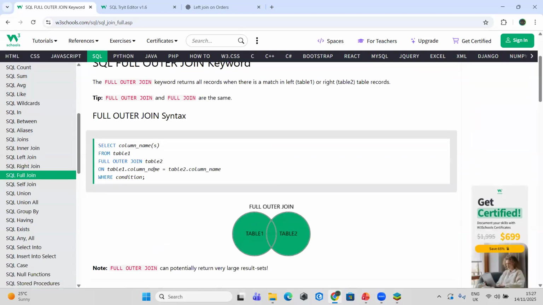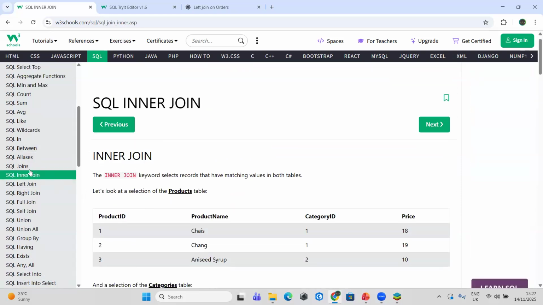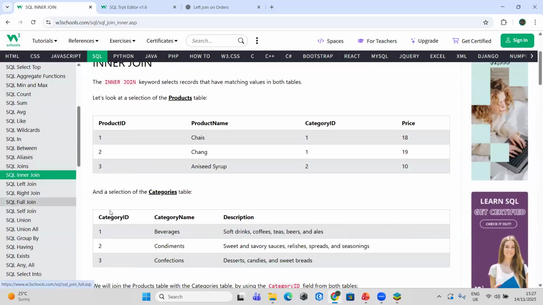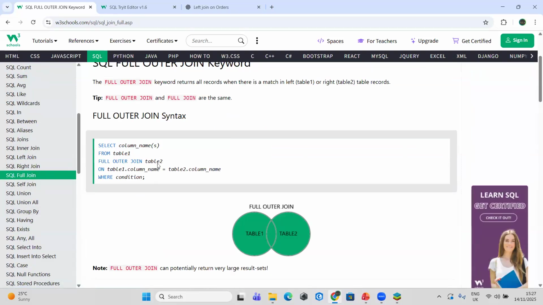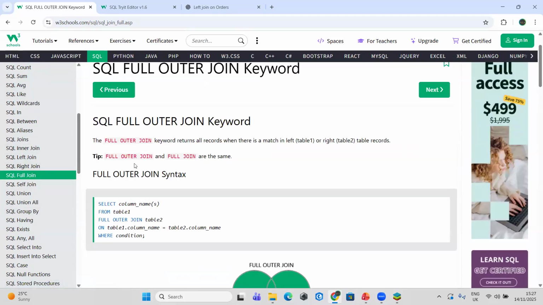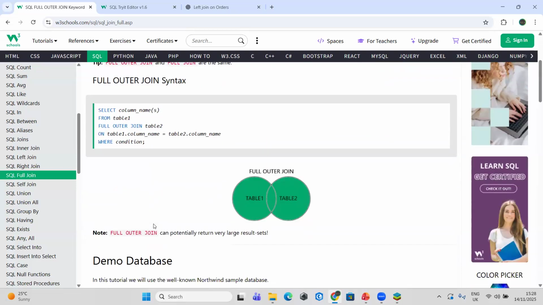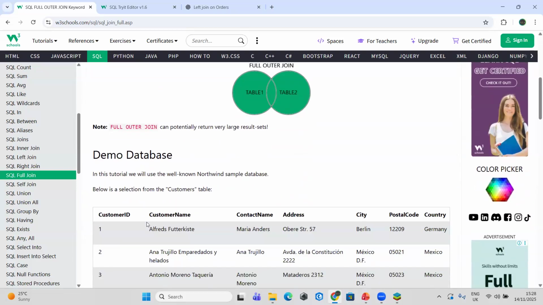In full join, it doesn't matter, because just like inner join, it doesn't matter which table you place first. Similarly, in full join, it doesn't matter. Sometimes we also call the full join a full outer join. It is the same thing.